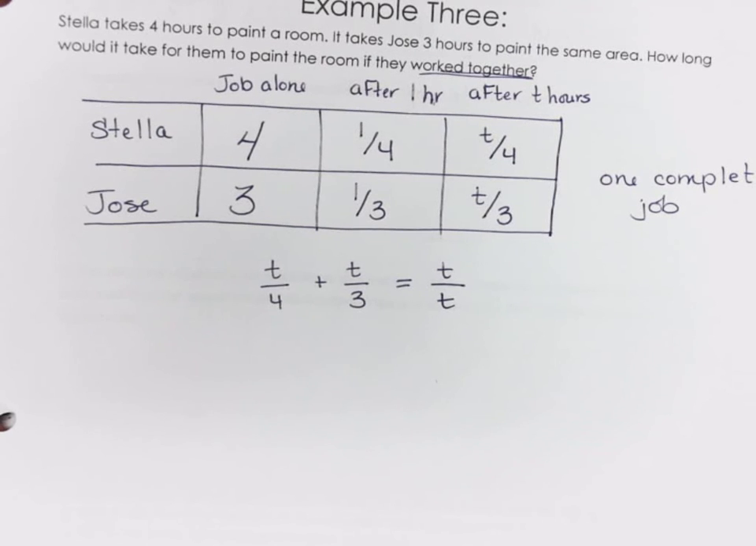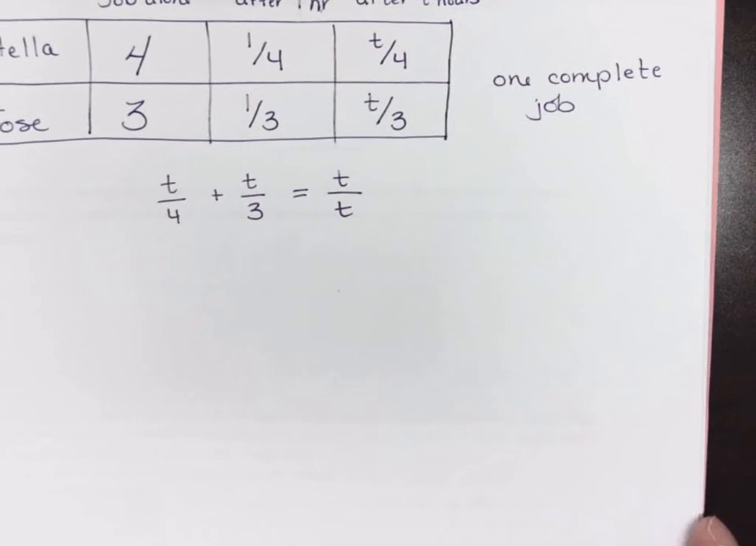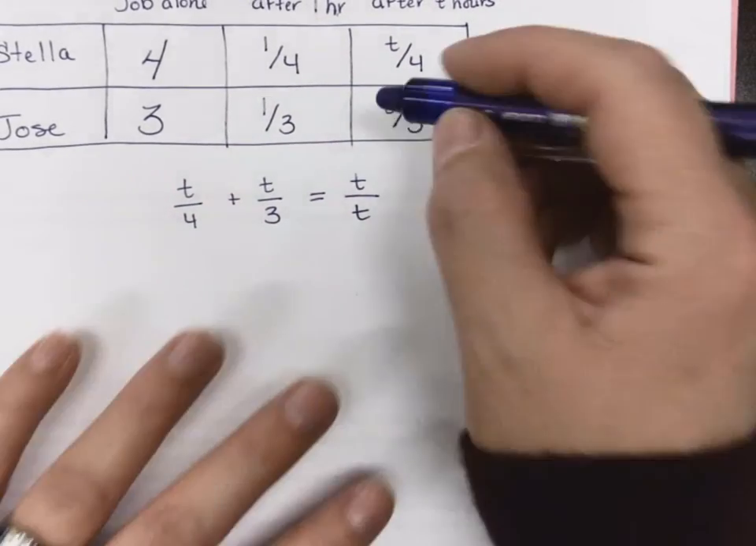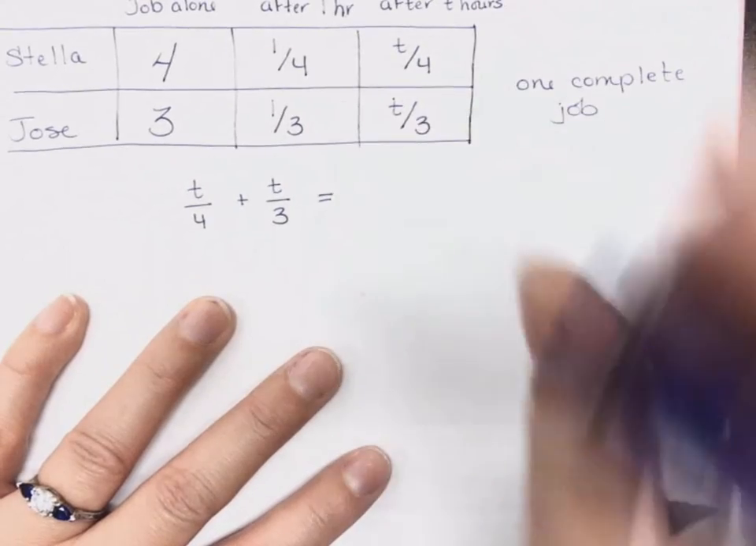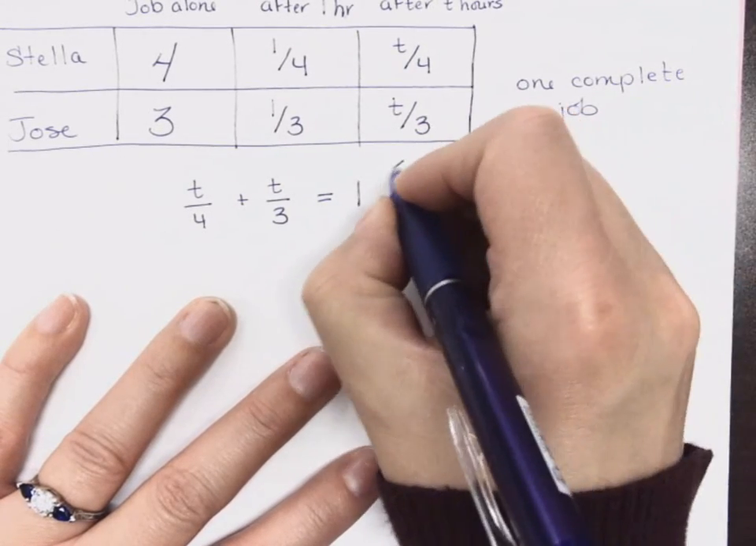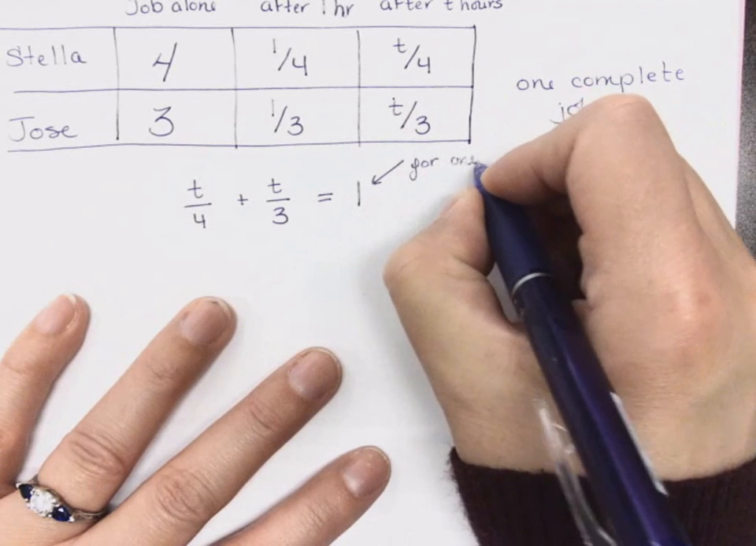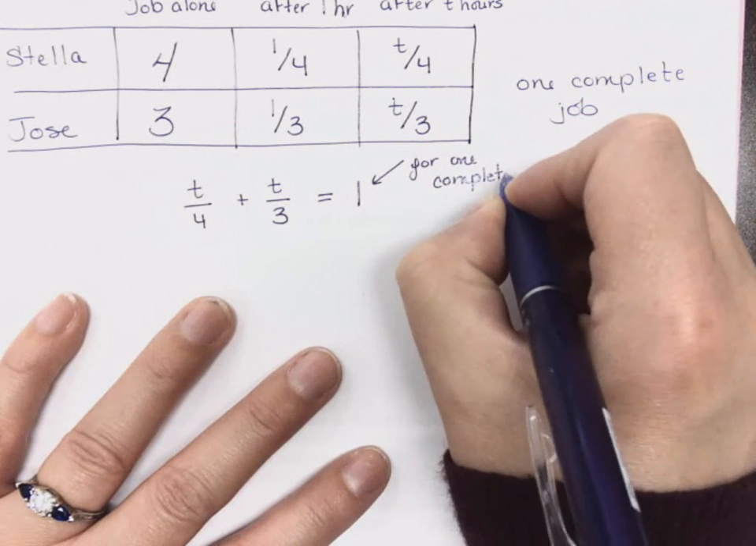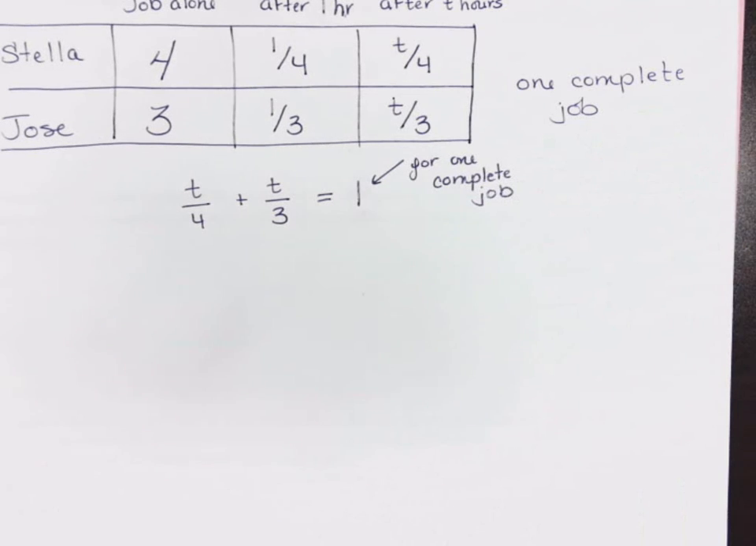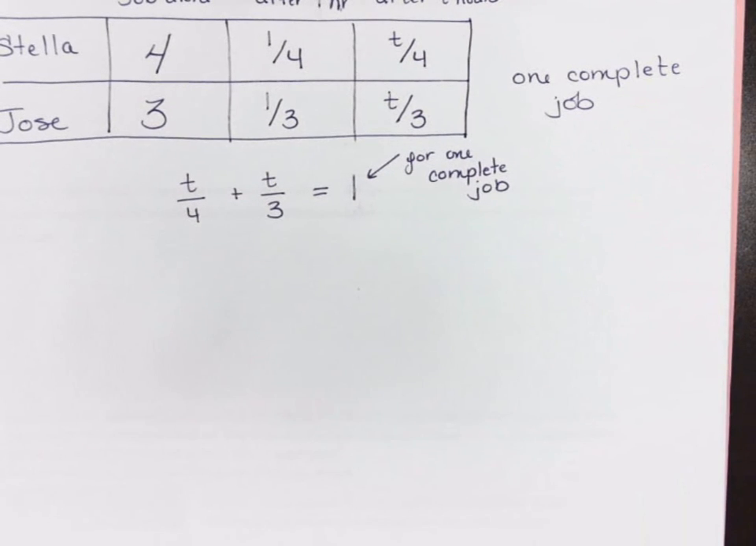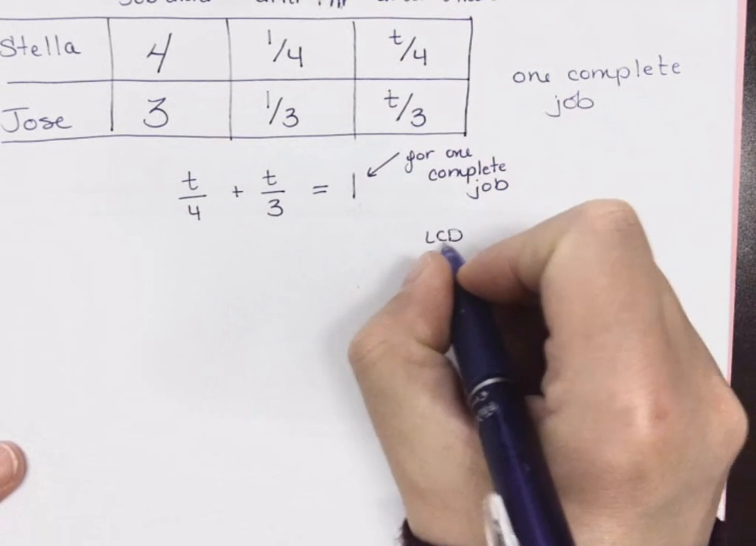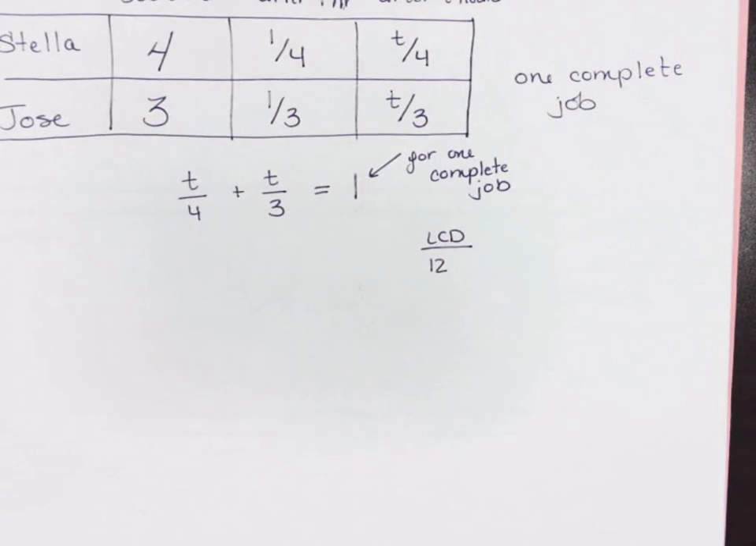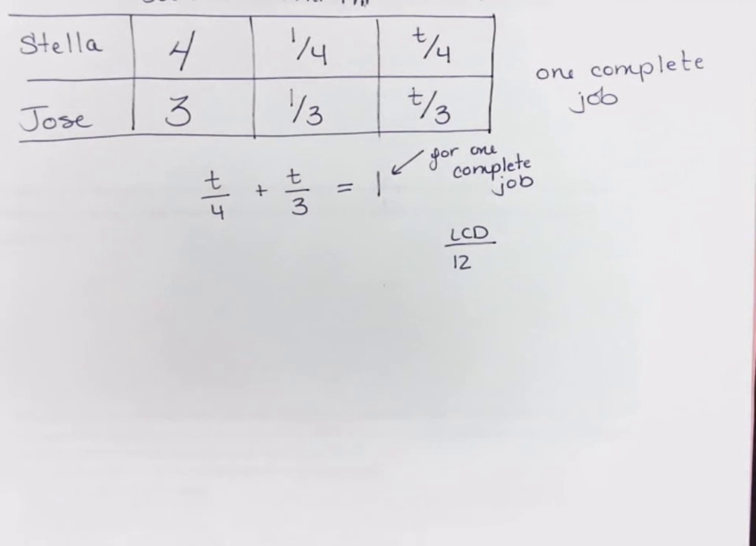Okay. All right. Maybe it might be better if we write this as 1 job. Everybody good with that? If we write that as 1, and I'm going to just write a note for 1 complete job. Okay, NPVs? There's none, because there's no factors on the bottom, right? So what's my LCD? 12. This is a nice easy one. The table was hard to put together, but it's a nice easy one to do.